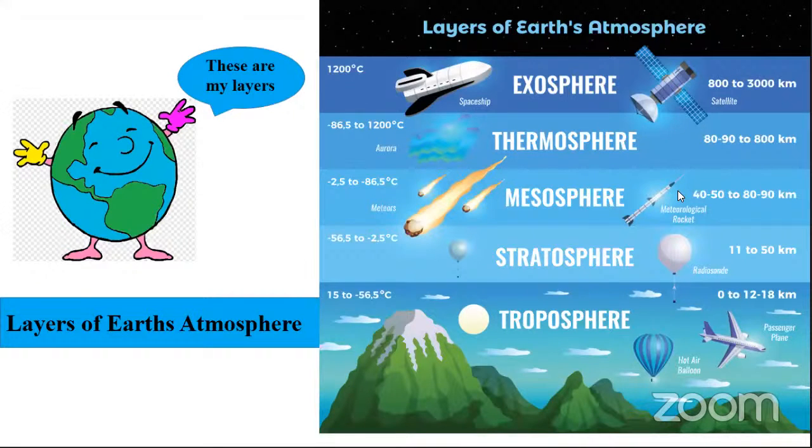Okay. And another one is called the thermosphere. The temperature is also given here as 1200 degrees Celsius, and it extends from about 80 kilometers, even up to the exosphere. In the exosphere, you can see our spaceships.